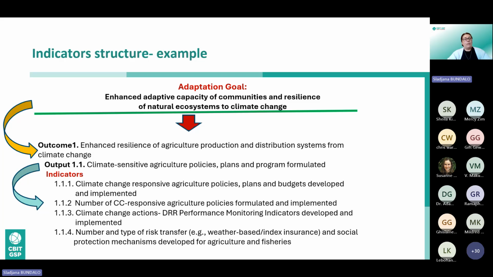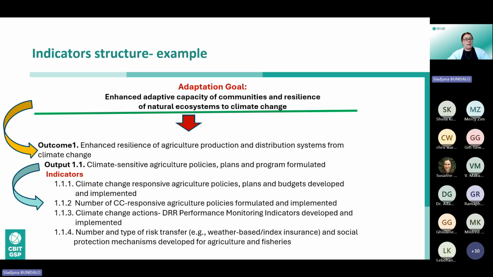At the outcome level, the first outcome under this goal can be enhanced resilience of the agriculture production and distribution systems to climate change. This outcome narrows the focus to a specific sector, here agriculture, and defines what resilience looks like in that context. I selected agriculture here since in many adaptation plans and reports, it is recognized as one of the most vulnerable sectors. Then at the output level, to achieve this outcome, one of the key outputs can be climate-resilient, climate-sensitive agriculture policies, plans, and programs formulated. This reflects tangible deliverables, so policy instruments that integrate climate considerations.